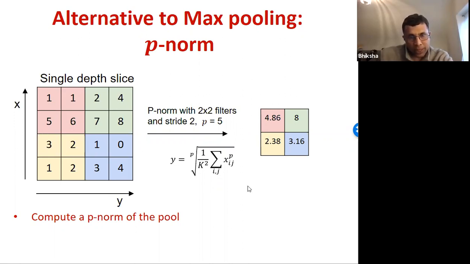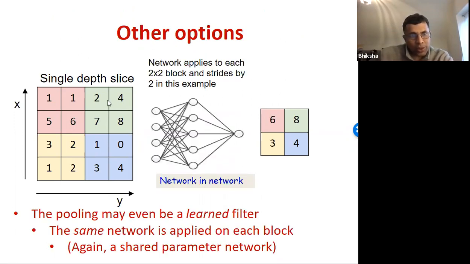In this case, I've got a p-norm. And as a matter of fact, instead of having even a max or a p-norm, you could actually have a neural network which decides how best to combine all of these to compute its output, to compute the downsampled value for this window. And in that case, the neural network's fixed. It's just scanning the input and it's producing the output.